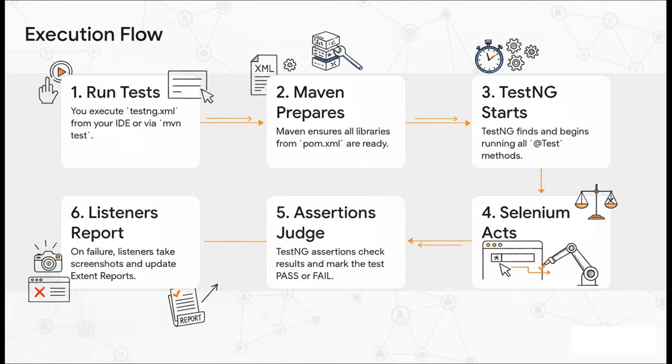Then, TestNG reads its instructions and starts running the tests. That's the signal for Selenium WebDriver to jump in, fire up a browser, and start performing all the clicks and types that you neatly organized in your page object files. After an action, TestNG's assertions check the results, giving a thumbs up or thumbs down, pass or fail. And if anything fails, that's when those listeners spring into action, automatically grabbing a screenshot and sending all the data over to your Extent report. It's like a perfectly choreographed dance.